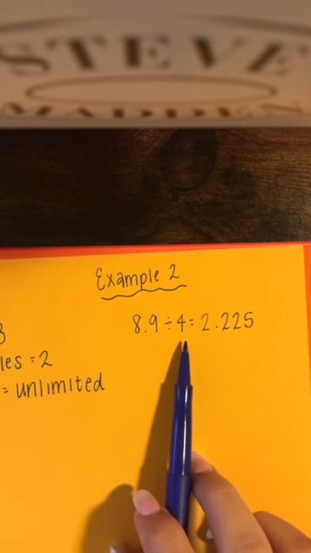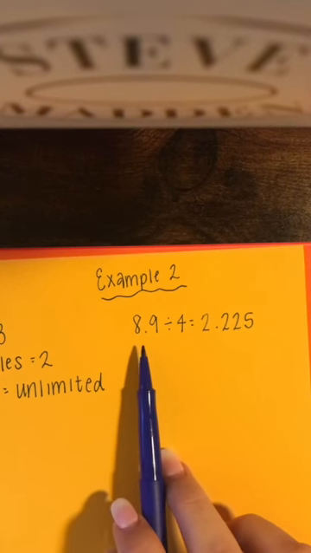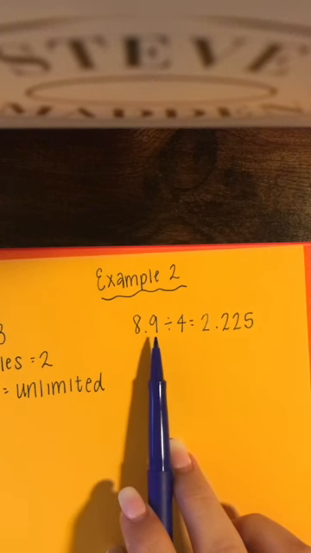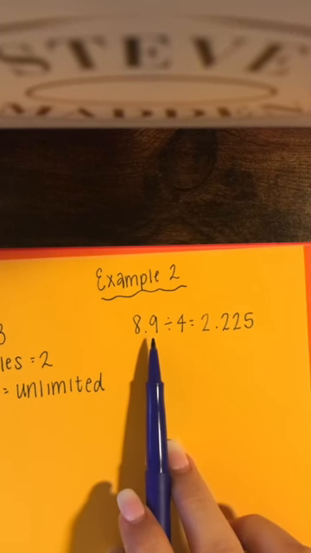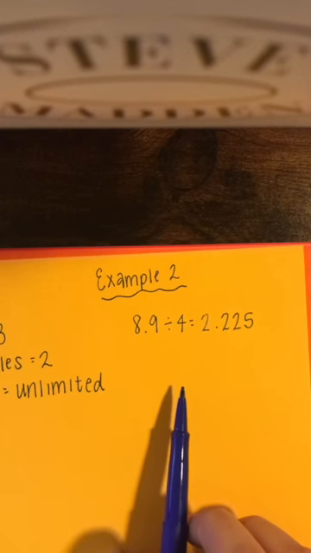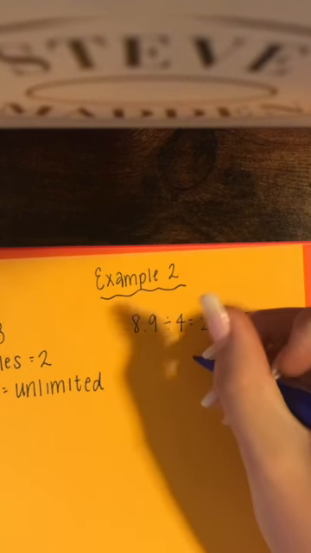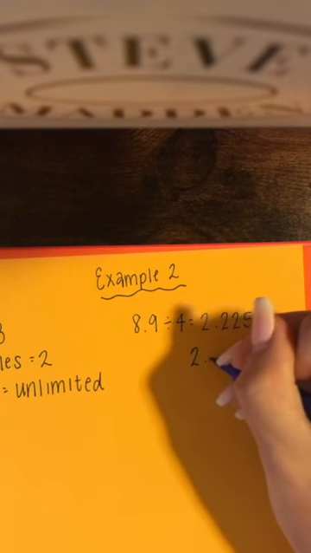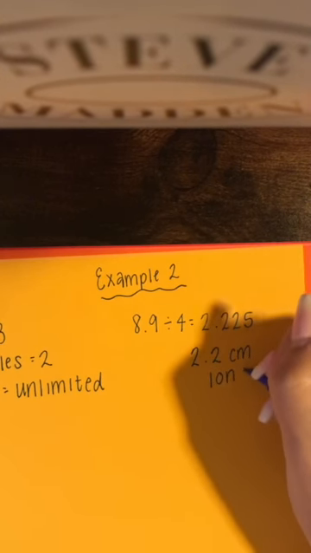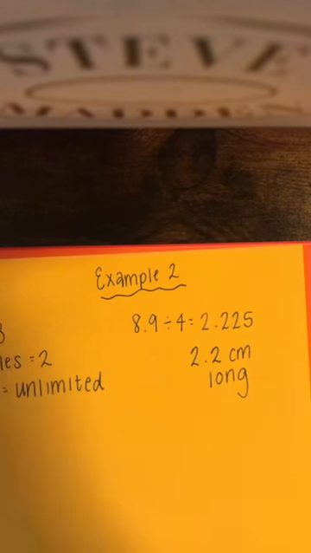The number 4, as we talked about in the previous example, is an exact number. So this number does not affect the count of significant digits. However, when we look at 8.9, we know that this has 2 significant digits because we are counting the non-zero digits. So we know that the quotient then should have no more than 2 significant digits. So we will round the quotient to 2 significant digits, giving us 2.2 centimeters long as our answer.